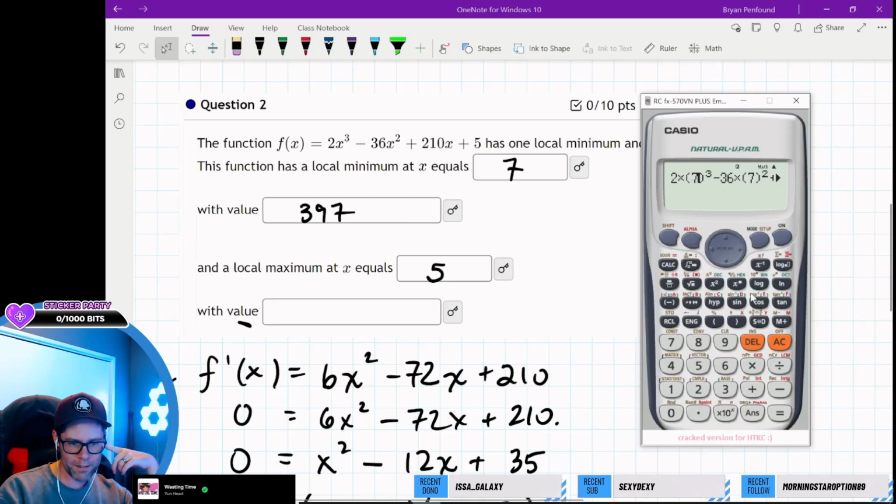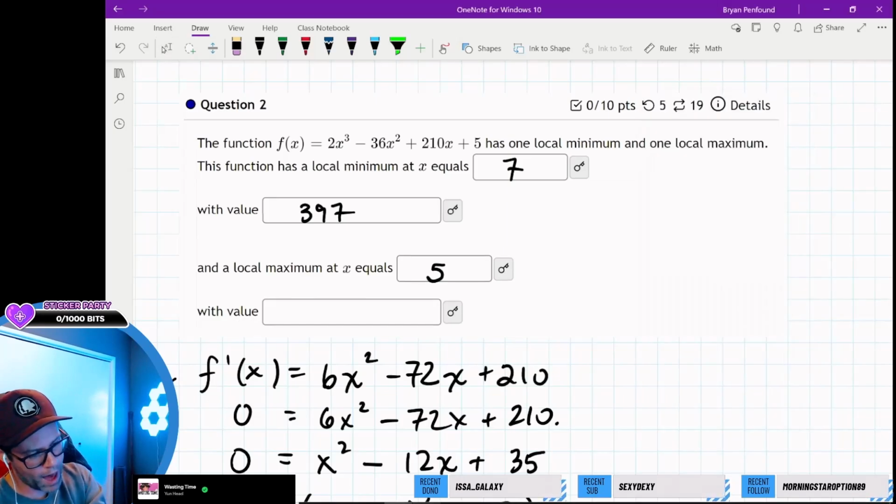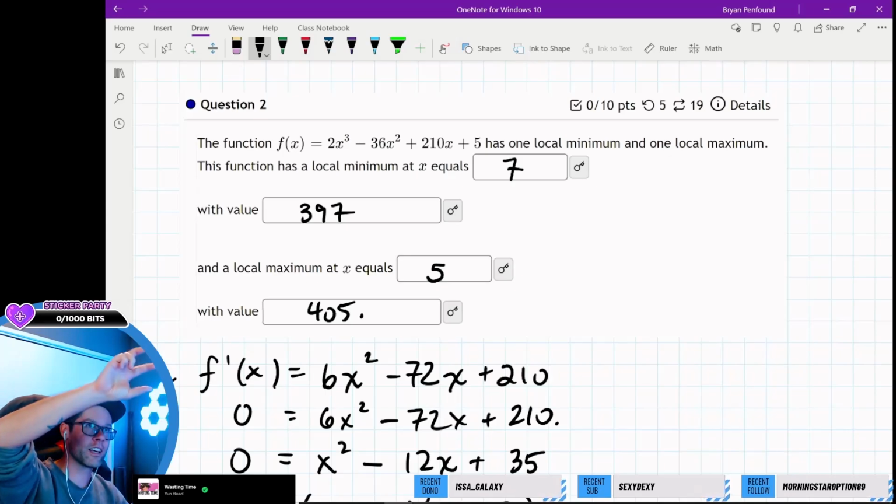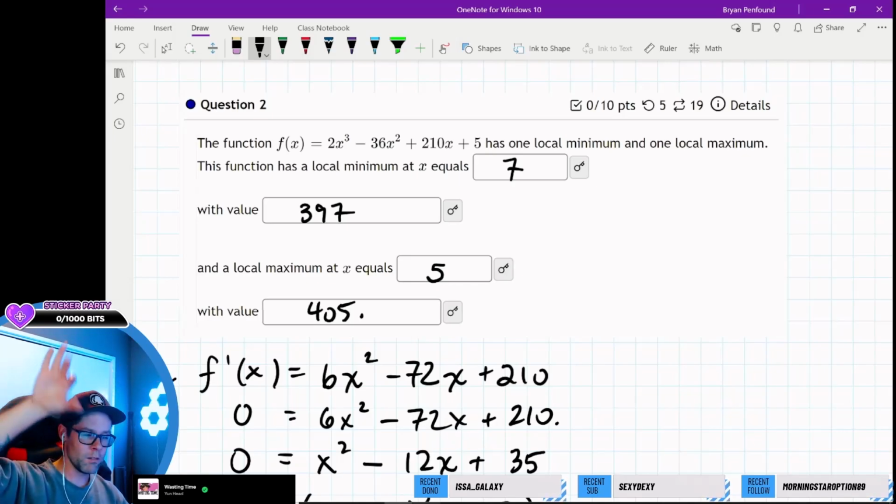So at 5, we have that, and that, 210 times 5. So 405. Okay, so yeah, our maximum happens at 405. So not a lot of difference there between our min and max. So it must be like quite a huge, steep increase, and maybe in the middle, it's not really doing too much, but enough that we can find a max and a min.